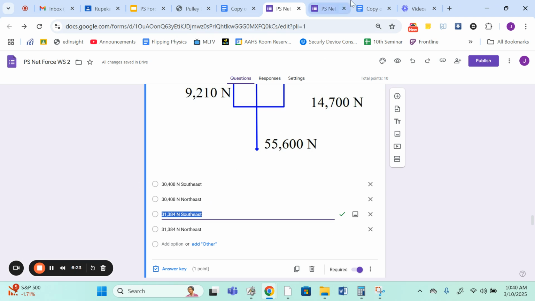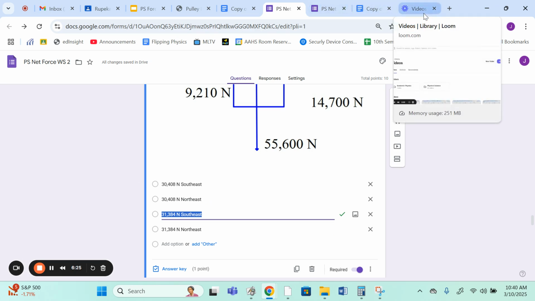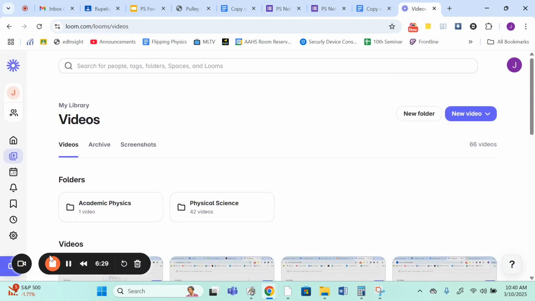Okay, so with two-dimensional vectors, find your Fx, find your Fy, and then plug into the Pythagorean theorem. Okay, good luck.